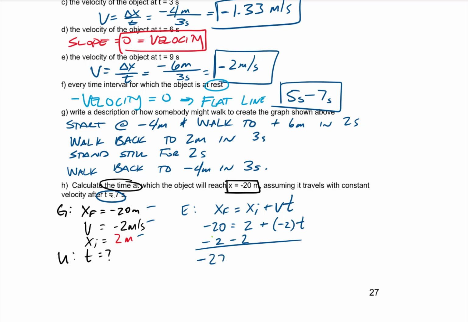So I get -22 is equal to -2t. Divide both sides by -2. And my time comes out to be 11 seconds. That's when I'm at -20 meters.